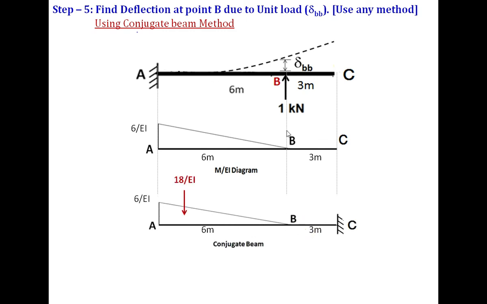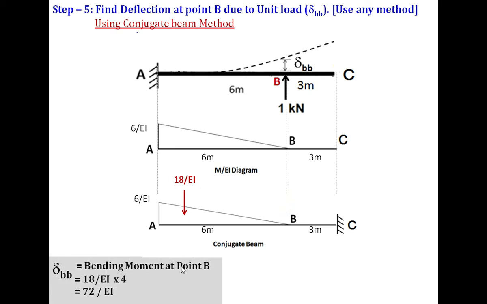And when we consider the conjugate beam, it will be here actually the fixed support, because this is free. Here, when we keep this M upon EI diagram as a loading, since we want to find delta BB, we have to just find out bending moment at this point, which comes out to be 18 by EI into this much distance, which is 4, and the net bending moment, which is delta BB, is 72 by EI.